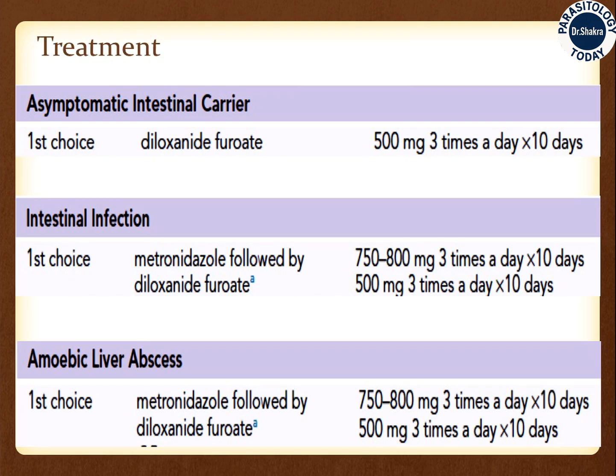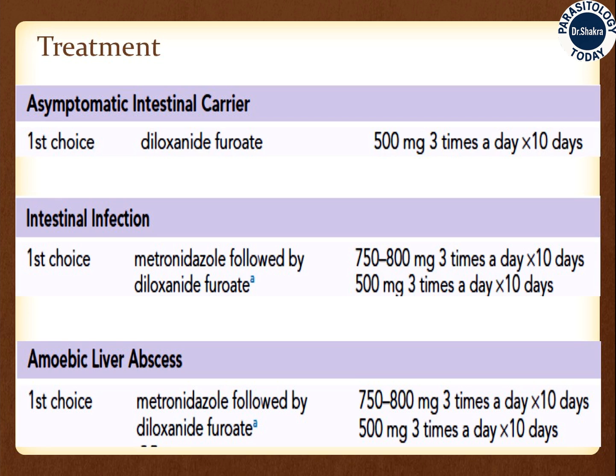Asymptomatic intestinal carrier. First choice: diloxanide furoate 500 mg 3 times a day for 10 days. It is not well absorbed systemically. It remains in the intestinal lumen, making it ideal for eliminating asymptomatic cyst carriers. Interferes with protein synthesis of Entamoeba histolytica.